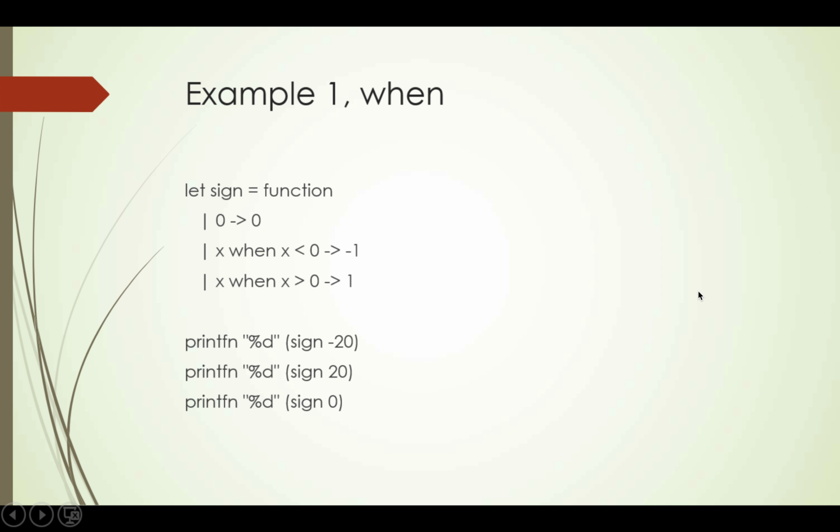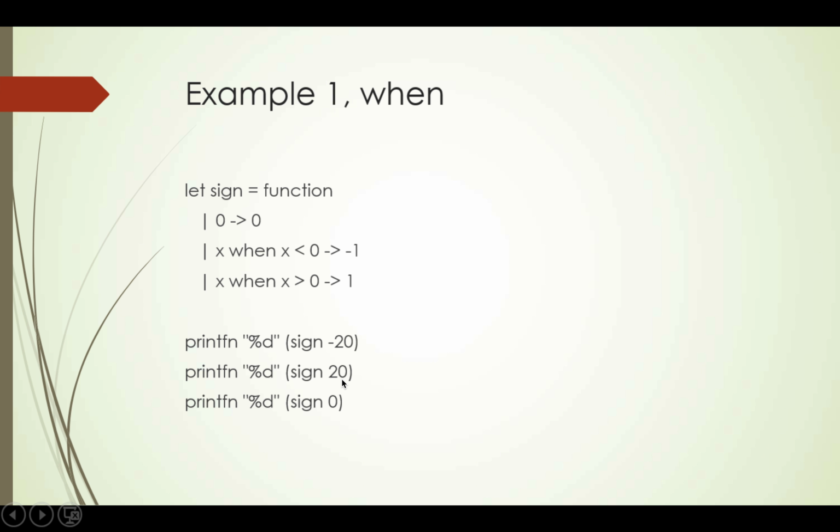Okay, example 1 with our when statement. So we're going to call print fn with our sign of -20. So it calls sign with -20. Sign comes up here. G equals our function. Sign is not 0, so it moves on. So x, when x is less than 0. And that's going to be true, because our x is -20 and it's less than 0. So that's going to print out -1.